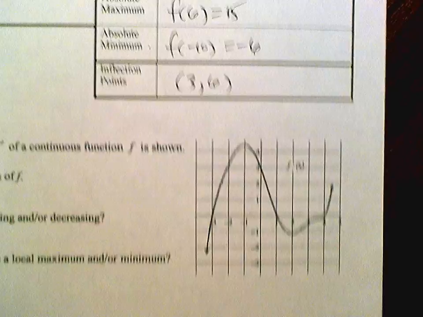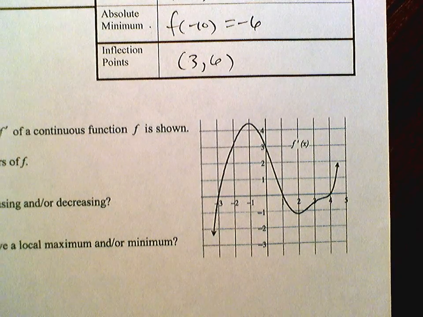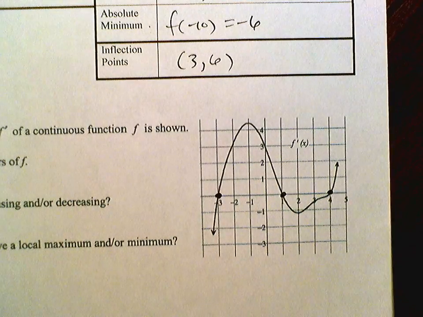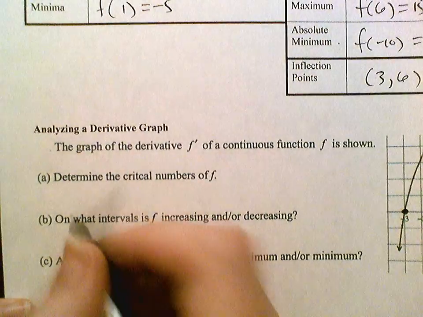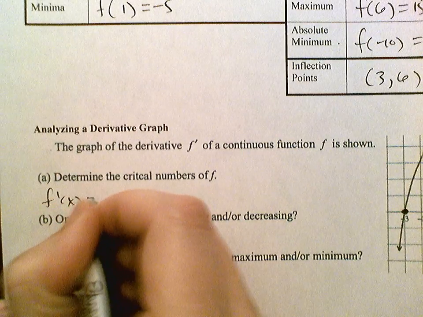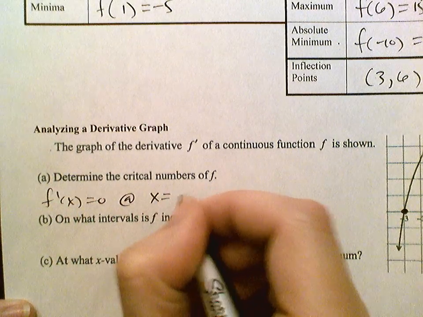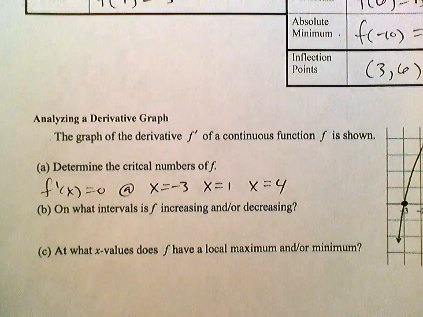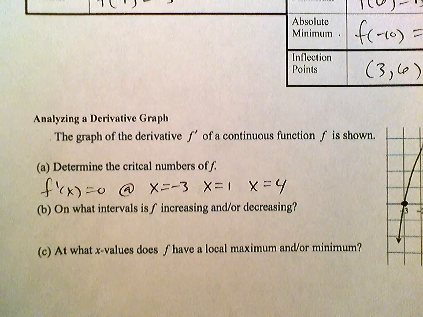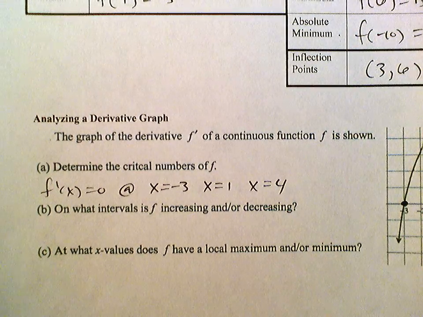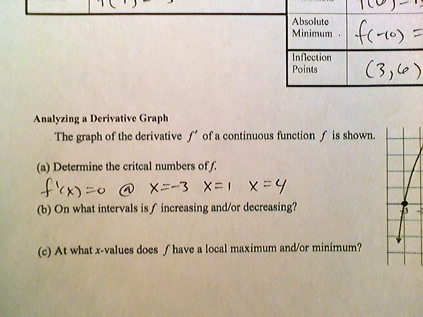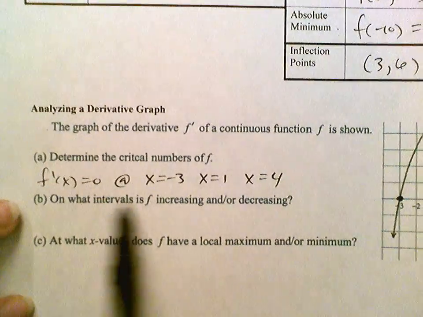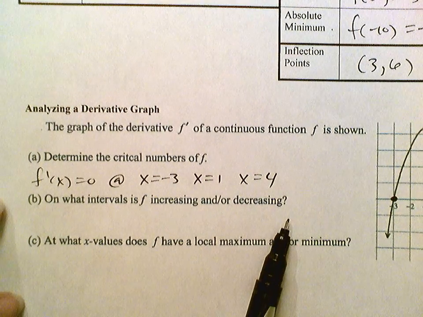If I look at the graph of f prime, I see no places where it's undefined, but I see 3 places where it's 0. So I'll say here, f prime of x equals 0 at x equals negative 3, x equals 1, and x equals 4. So those would be the critical numbers. And why are they important? They are important because they are the potential places where maximums and minimums would occur. Now, part B, on what intervals is f increasing or decreasing?